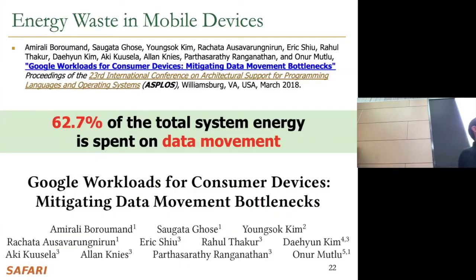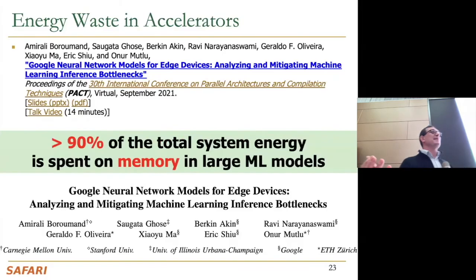In some data intensive cases, this number increases significantly. If you go to accelerators, machine learning accelerators, we repeated the study with Google Edge machine learning models and Edge machine learning accelerators, Google Edge TPU, if you're familiar with it. And we found out that more than 90% of the total system energy is spent on memory in these large machine learning models. And if you're interested, there's a lot more data in the paper.